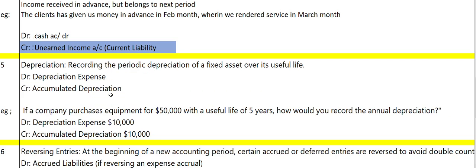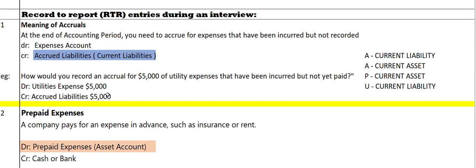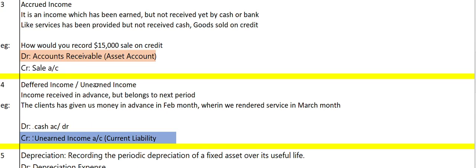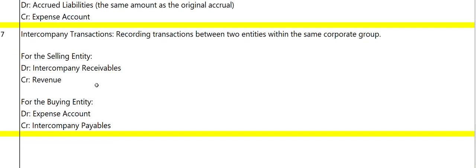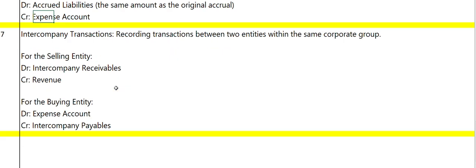When you are booking an expense, as you have already seen, it's expenses account debit to accrued liability. So when you're reversing it, it will be accrued liability account debit to expenses.